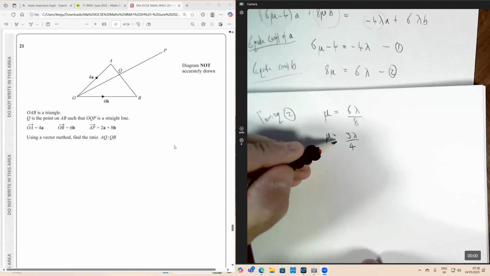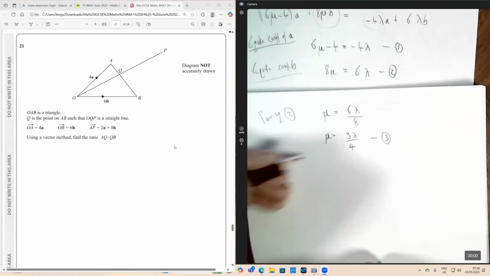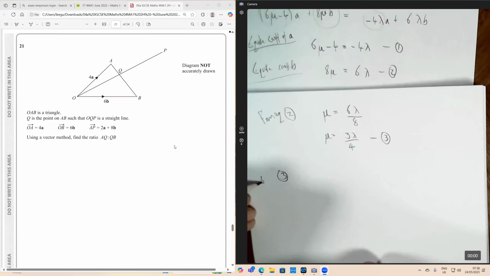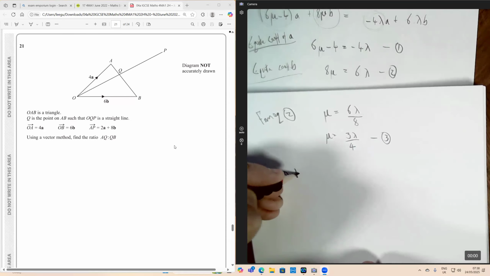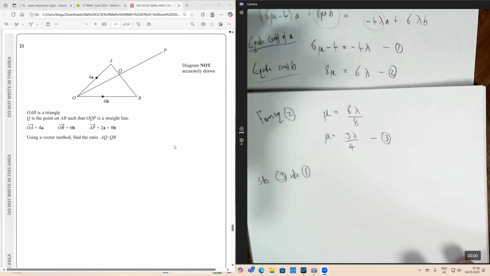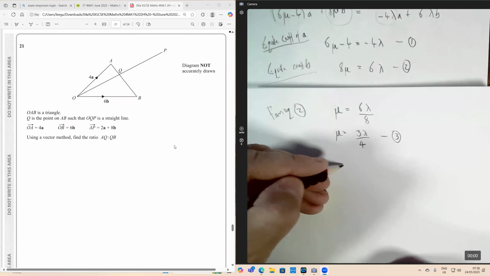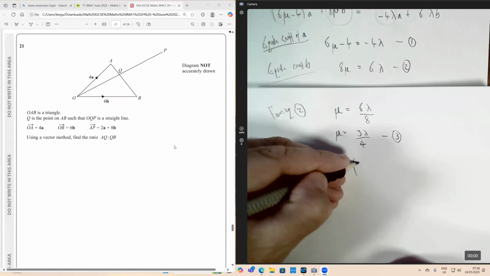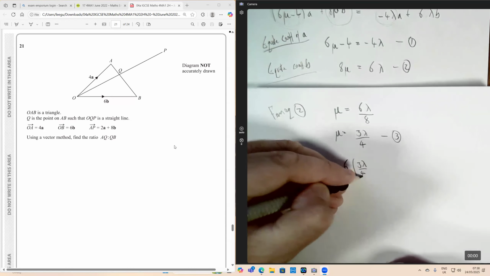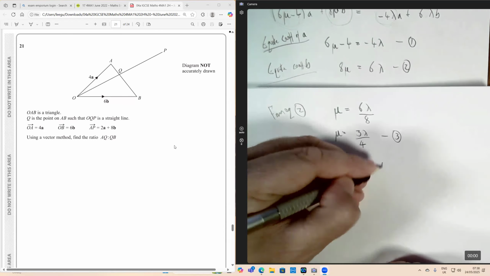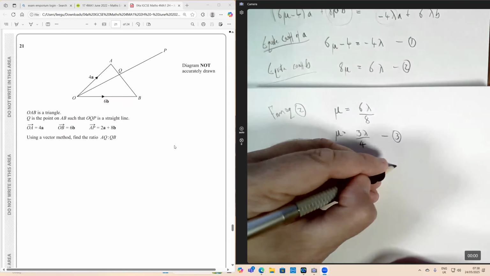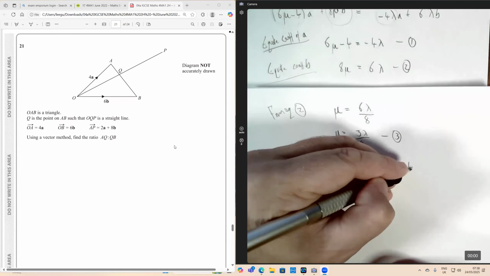Now I'm going to take this result, we call this equation 3, and I'm going to sub equation 3 into equation 1. Okay, so when I now sub equation 3 into equation 1, I've now got 6 mu, which is 3 lambda over 4, minus 4 is equal to minus 4 lambda.